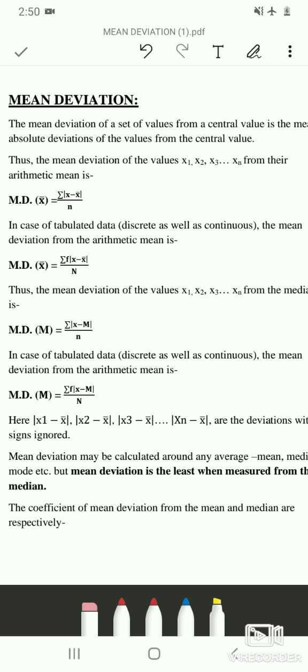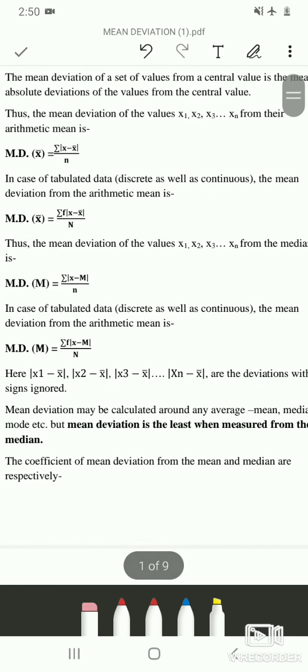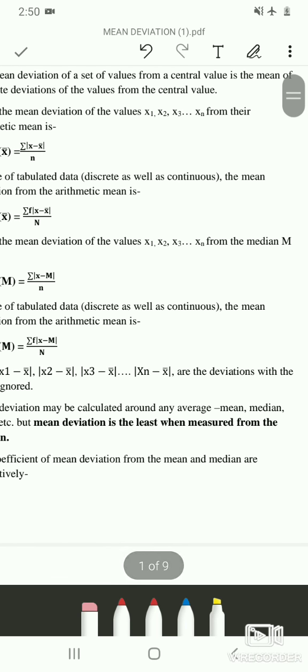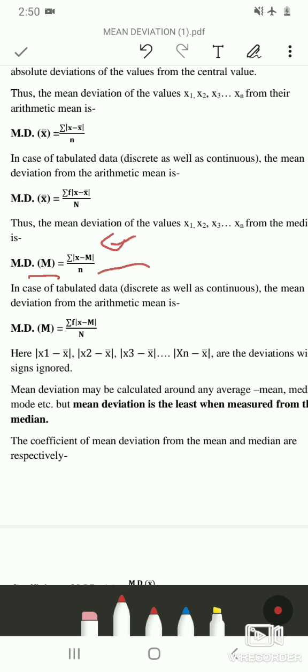So the mean deviation of the values x1, x2, x3 up to so on till xn from the median M. Here we know that median is represented by capital M. So mean deviation from median, the formula is summation of modulus of x minus M whole divided by n. So this is for raw data. Here n represents number of observations or number of values. So here there are n values, that is x1, x2 up to xn. So this is for ungrouped data.